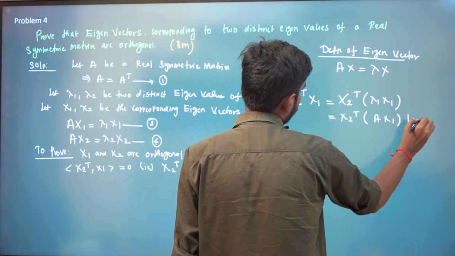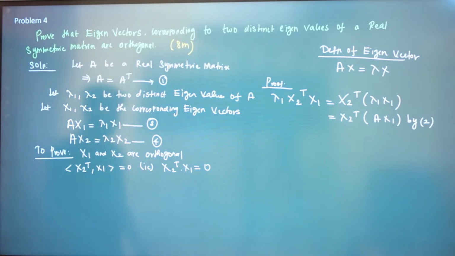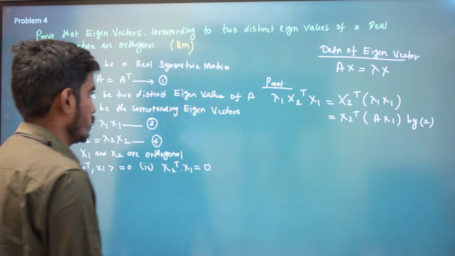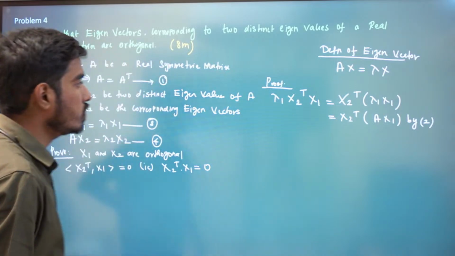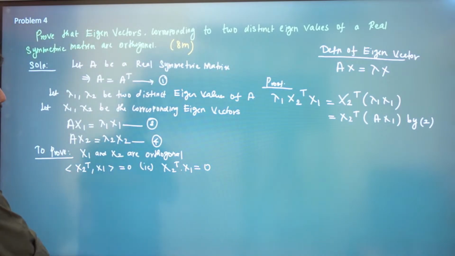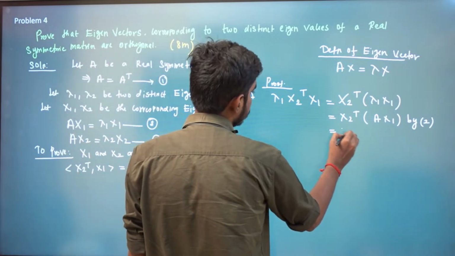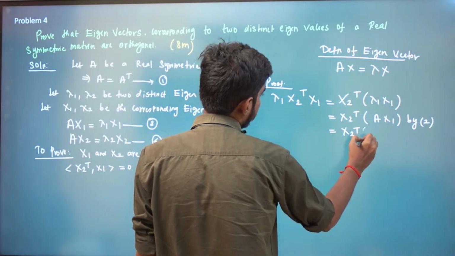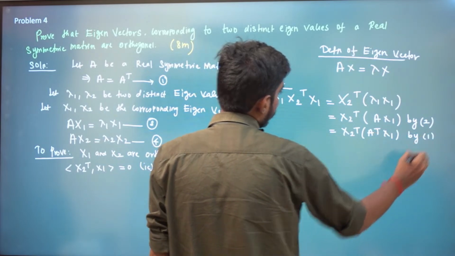Right? This is (1). Is it clear? x2 transpose. I'm just commuting, right? x2 transpose A x1. Okay. Now, can I write this A as A transpose? x2 transpose A transpose x1.